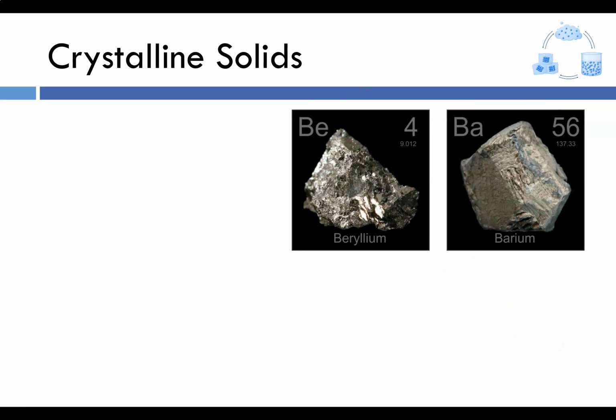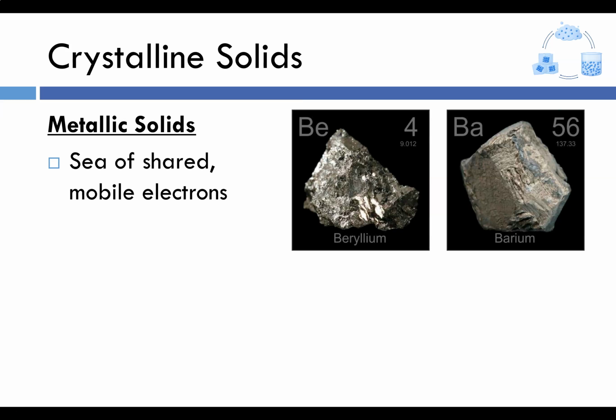All right, I got beryllium and barium. What type of elements are beryllium and barium? Let's see, I find them on the left-hand side of the periodic table. They look lustrous, solid. These look like metals. Our third type of crystalline solid is a metallic solid. Metallic solids get their properties through this sea of shared mobile electrons.